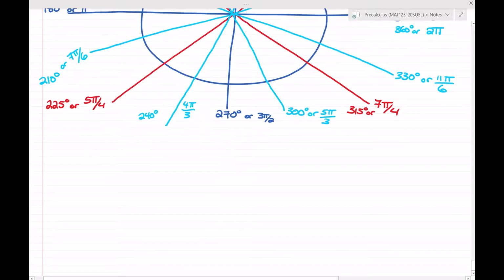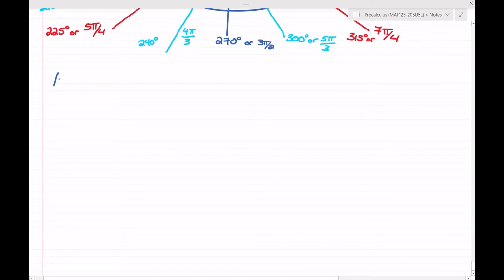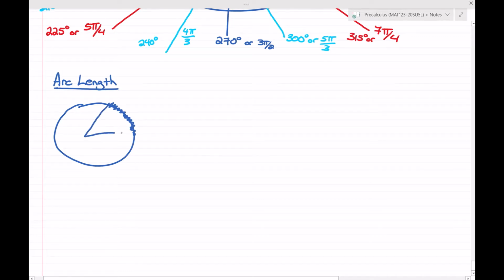What we're going to do to finish up this section, though, is talk about arc length. So what arc length means is when we have a circle, how far is it around the circle? Like how actually long is that piece when we have a central angle and we have a radius? Theta is the central angle. This vertex is supposed to be in the center of the circle.